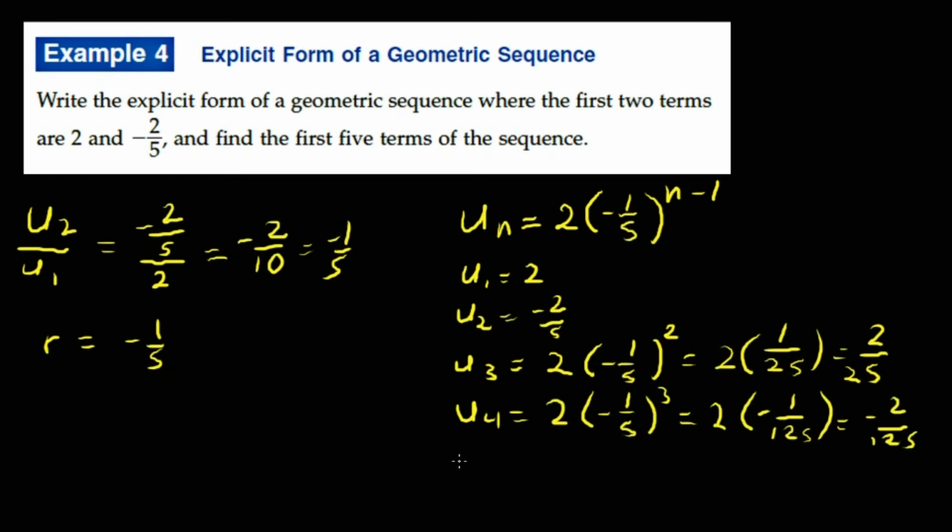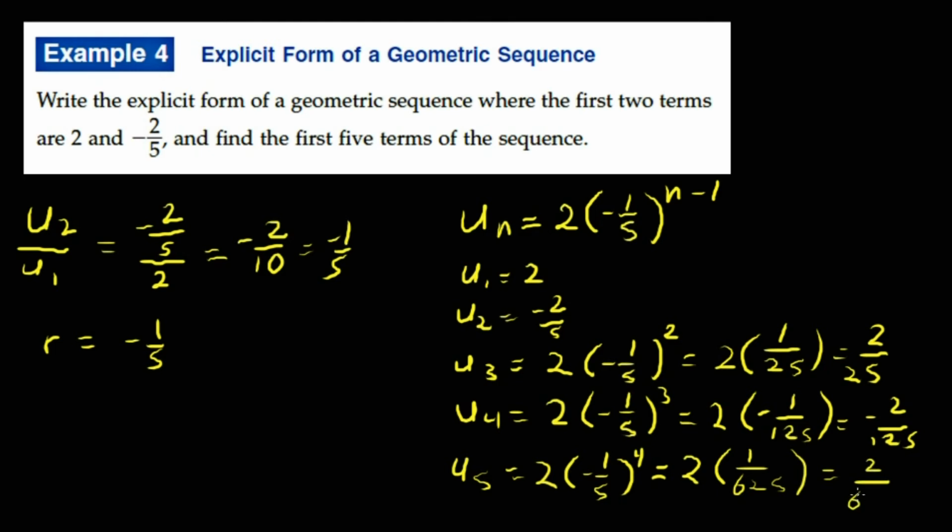And finally, our fifth term, u sub 5 is equal to 2 times negative 1/5 raised to the fourth power. So we have 2 times, well, negative 1 to the fourth is a positive, and 5 to the fourth is 625. So we have 2 over 625. So here we have the first 5 terms of our sequence: 2, negative 2/5, 2 over 5 squared, negative 2 over 5 cubed, and 2 over 5 to the fourth.